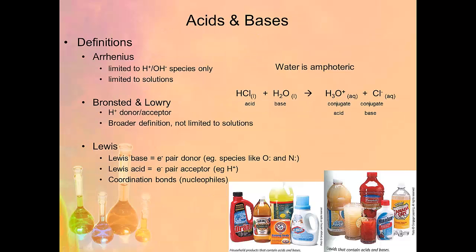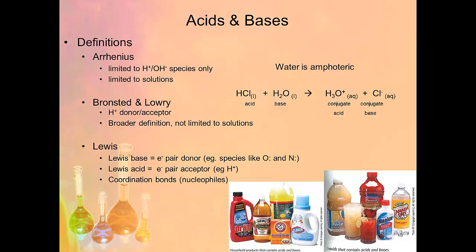As we're discussing acids and bases, we're going to have to use some definitions. So there's the Arrhenius definition. Now this one is the one that's limited only to H+ and OH- species. So hydrogen ions and hydroxide ions. Okay. Water's interesting. Water's amphoteric. It's going to have properties of both an acid and a base. And of course the Arrhenius definition is going to be limited only to solutions. So they have to be aqueous solutions for this definition to be useful at all.